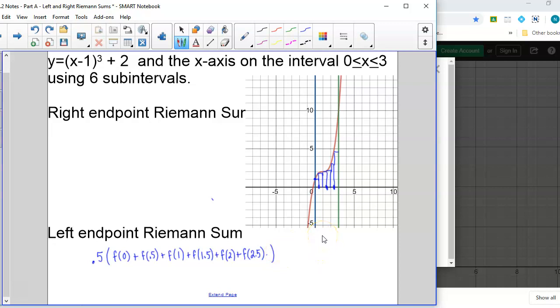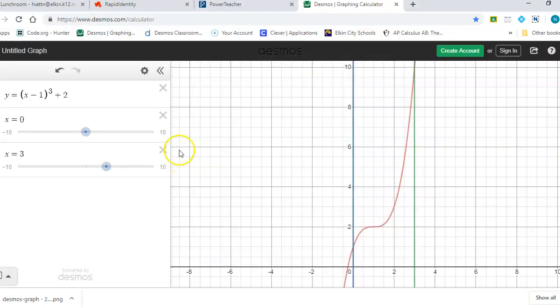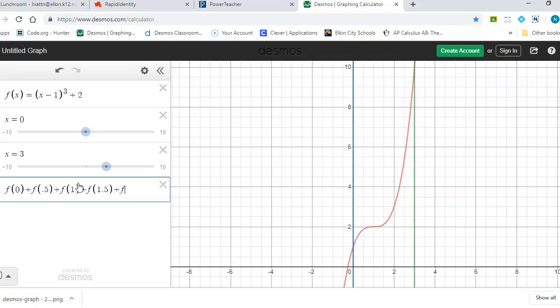Because we are a little bit short on time here, and because I don't really want to do all of those, we'll call this f of x on Desmos. So f of 0 plus f of 0.5 plus f of 1 plus f of 1.5 plus f of 2 plus f of 2.5. So it plugs it all in for you right there.